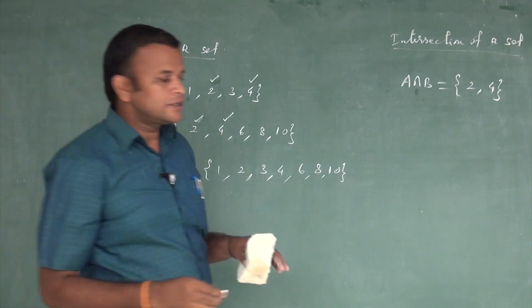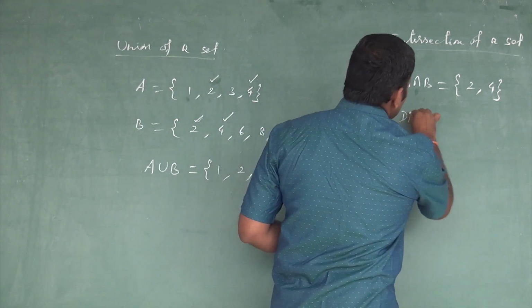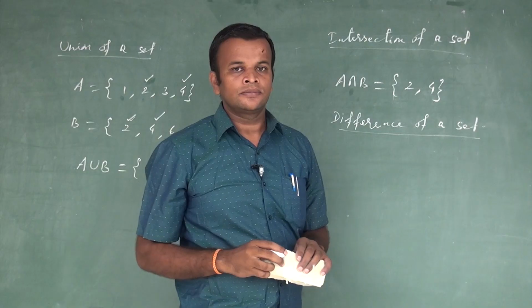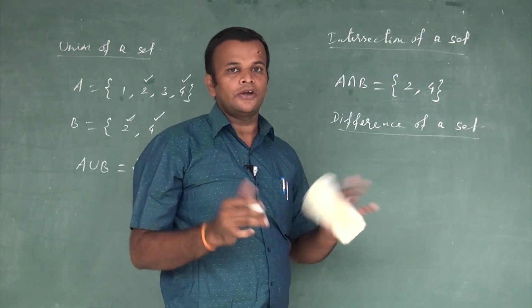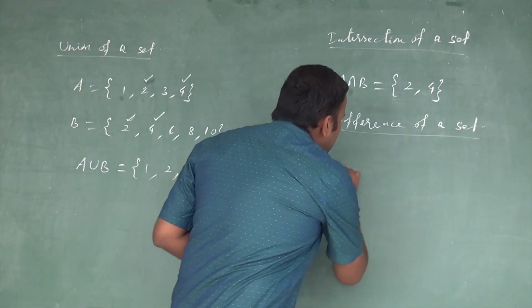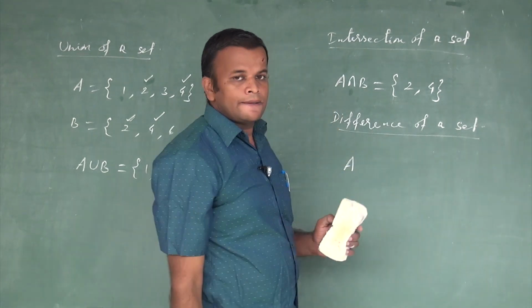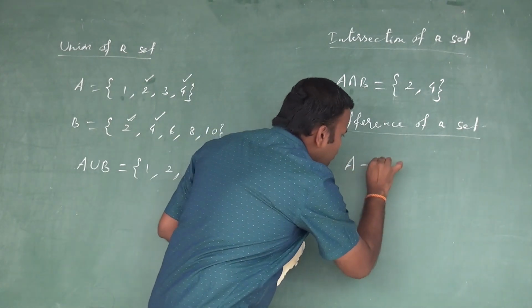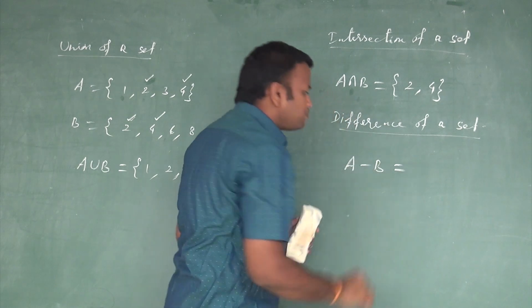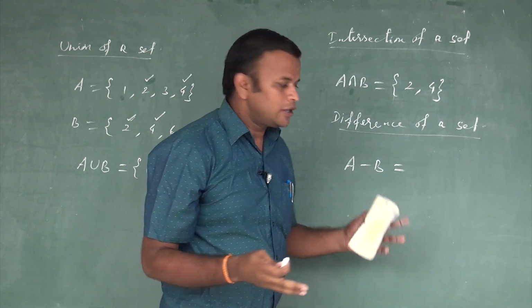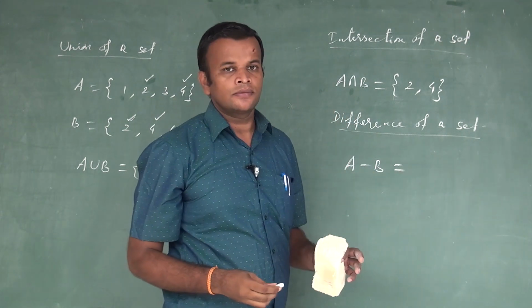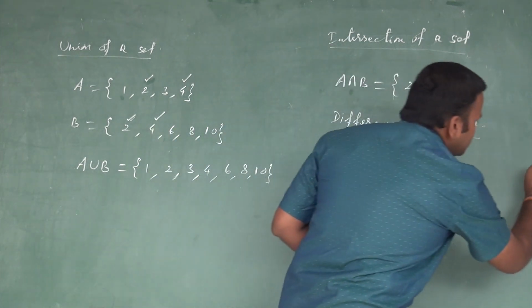And the third one is the difference of sets. Now, to find the difference of any two sets, the first set is A, this is the symbol of difference, and the second set is B. How do we find the difference of these two sets? For understanding, I will write it out elaborately.